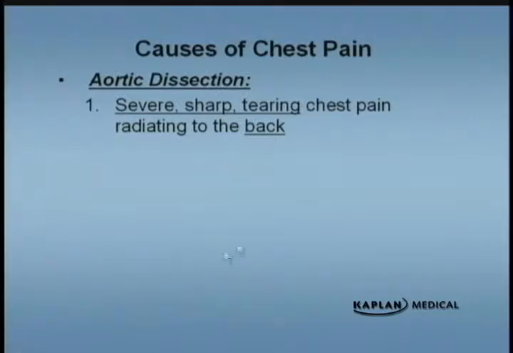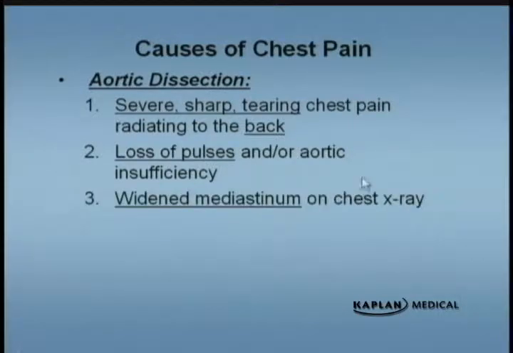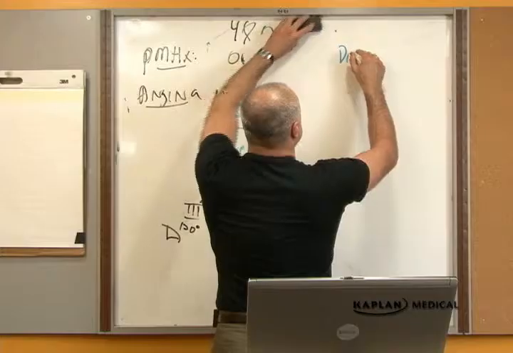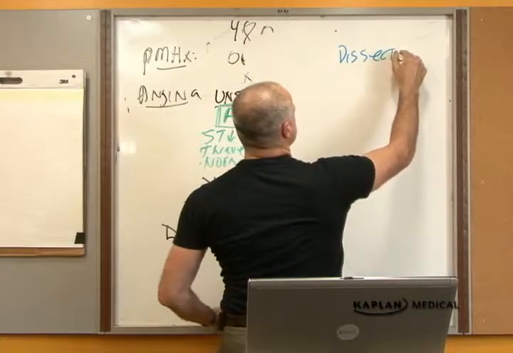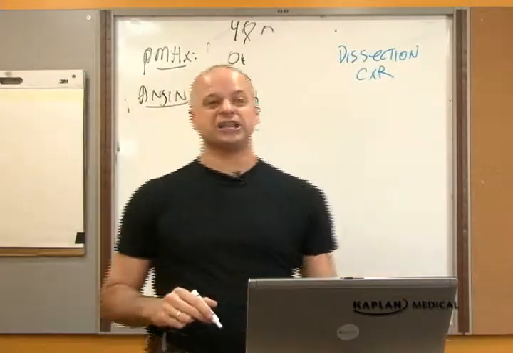The dissection, remember: sharp, tearing pain radiating to the back. If it goes through one of your arteries on one side, you can lose a pulse or have a difference in blood pressure between the left and the right. Aortic dissection shows a wide mediastinum. Which of the following is the best initial test for suspected aortic dissection? The best initial test is a chest X-ray, looking for a widened mediastinum.